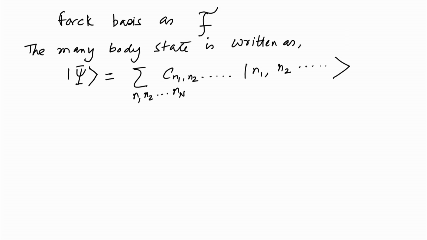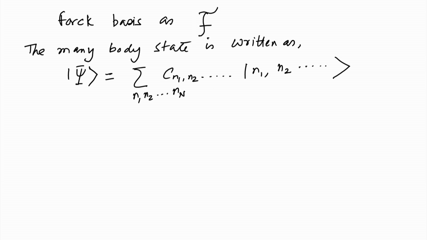So, that is the many body state where C, n 1, n 2 etcetera are the coefficients, and these are the Fock basis, so the occupation number basis. So, we have occupation n 1 at a given site, and then occupation n 2 and occupation n 3 and so on. n 1 and n 2 will all be equal to either 0 or 1 for fermions, whereas for bosons they could be any number.